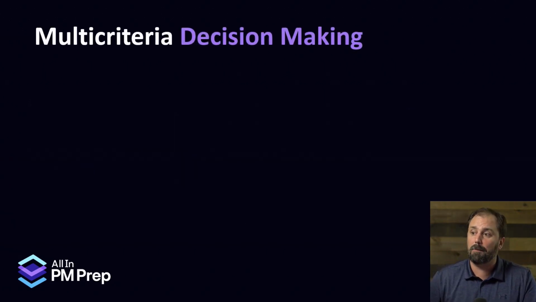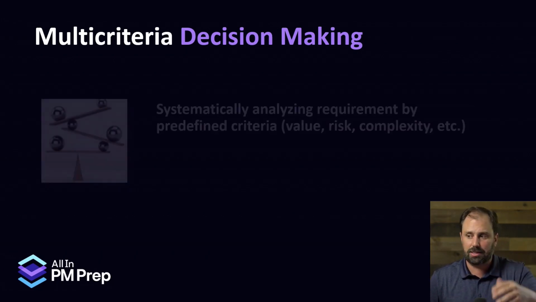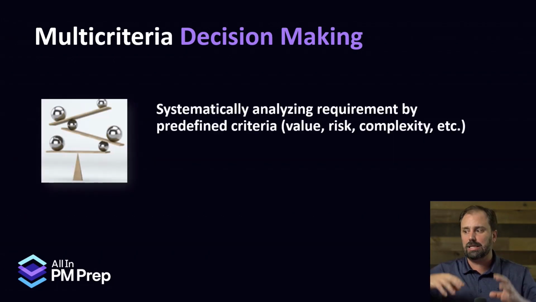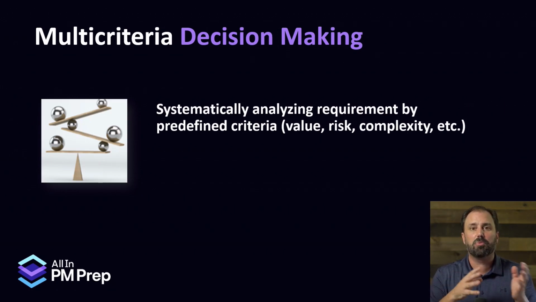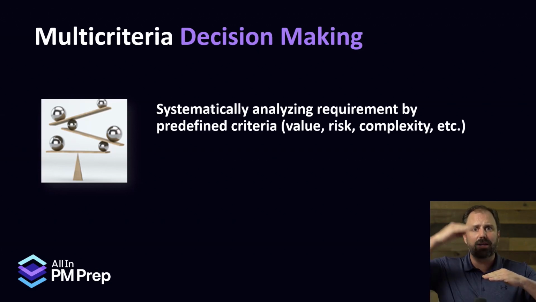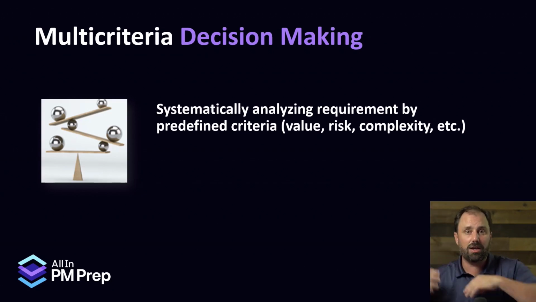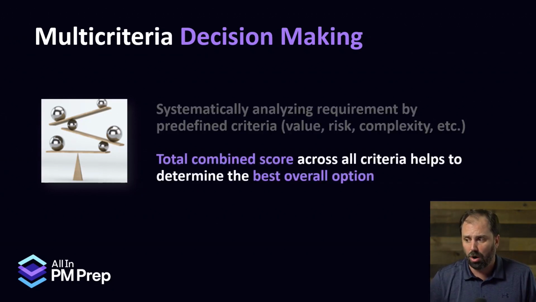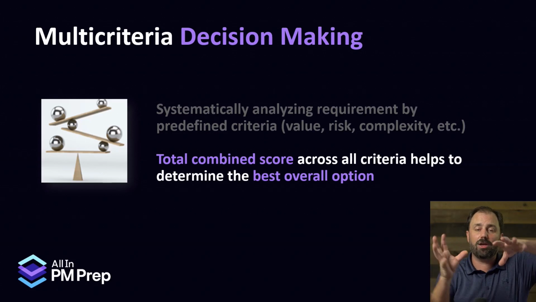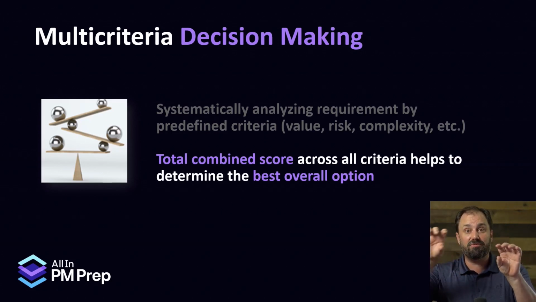You could also use this thing called a multi-criteria decision-making practice, okay? And this is systematically analyzing each individual requirement by some predefined conditions. If you cared about what's its value to the customer, what's its risk of getting done, what's its complexity, etc., the cost, all these things for each requirement can be evaluated, given a 1 to 10 scale. Oh, this is a super risky one, so give that a certain number. This is a really costly one, give that a number, and etc. And you have a combined score, right, for each requirement across the criteria to help you determine the best possible option, okay?